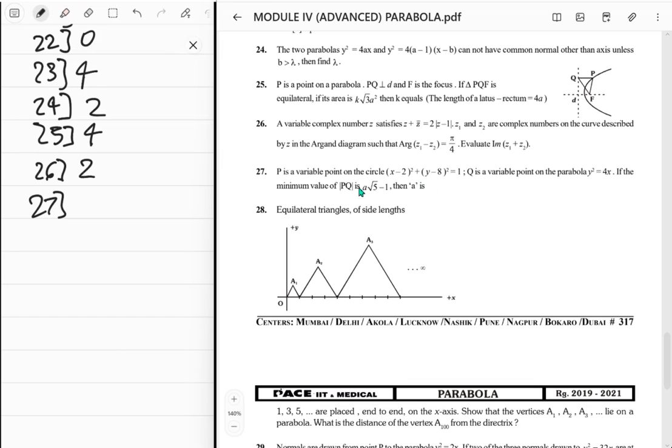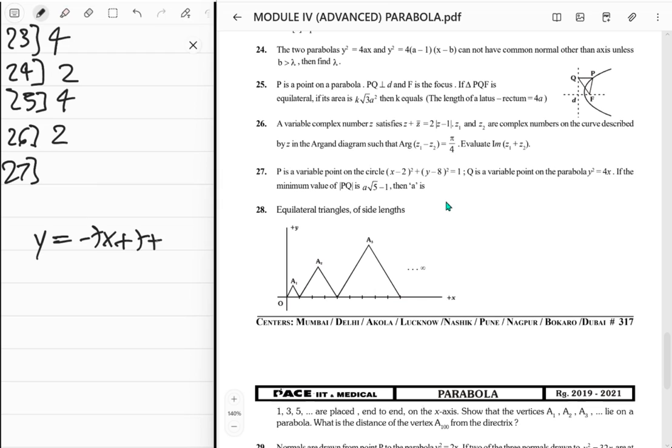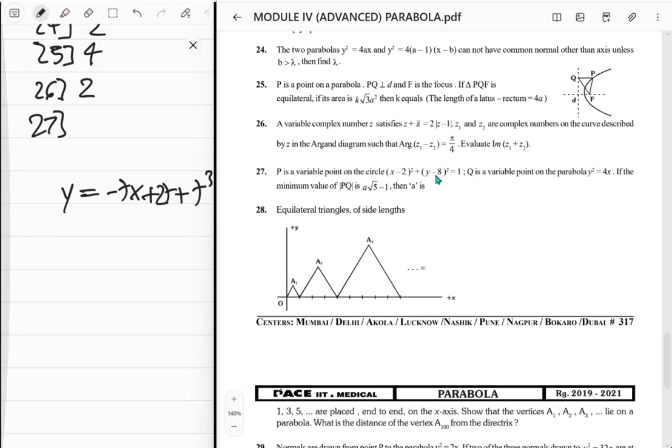Minimum value of PQ is, oh, so it's fine. So the normal must pass through this thing. Right? It's actually doable. So the line y is equal to negative tx plus 2 plus 8t, A is 1 in this case, right? So plus t plus 8, 2, sorry. Yeah, and this should pass through this point, 2 comma 8, right?